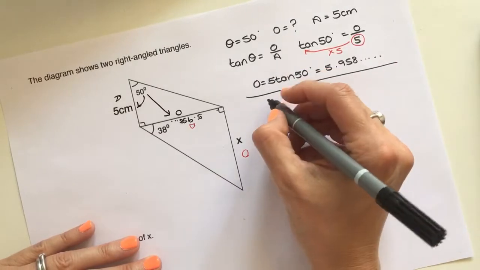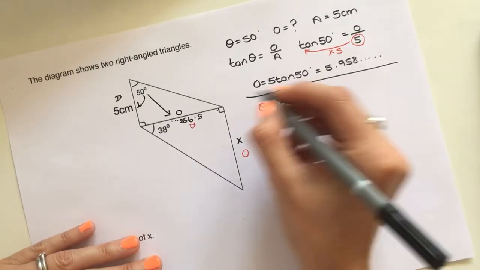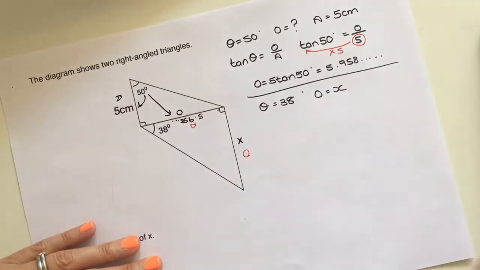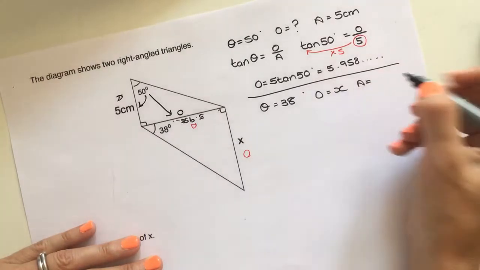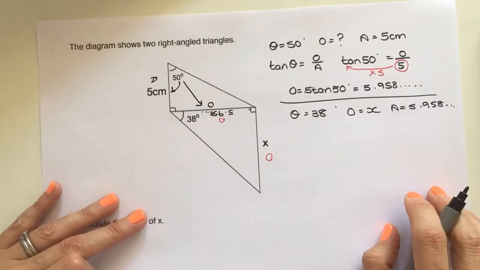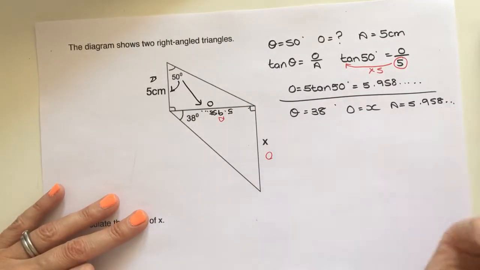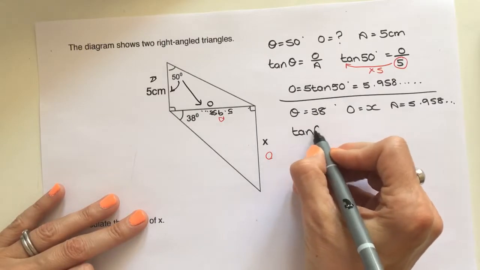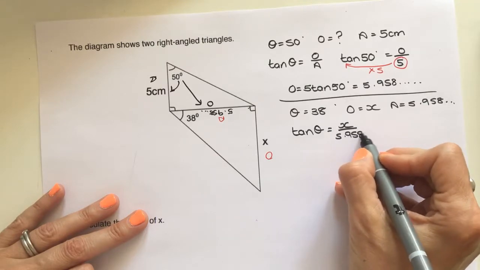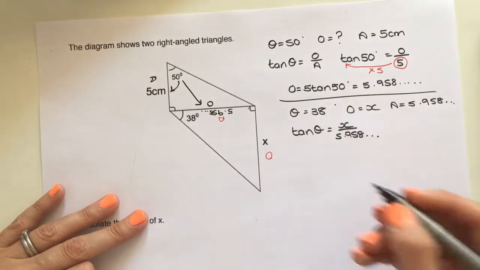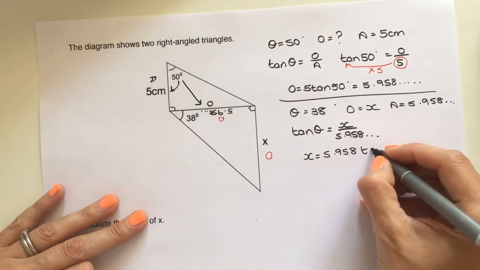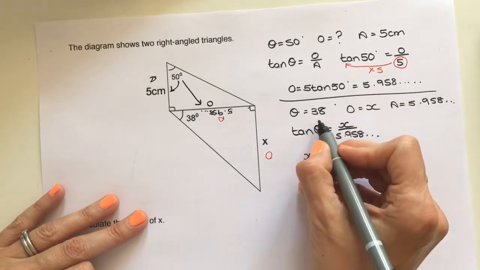For the second part of the question, we have theta is 38. We have O, which is what we need to find, which is X, and A we've worked out in the previous question, which is 5.958, and so on. So theta, O, and A is again tan. So tan theta equals X over 5.958. So rearrange, x is 5.958 tan. Oh, I forgot to put in, that's 38.